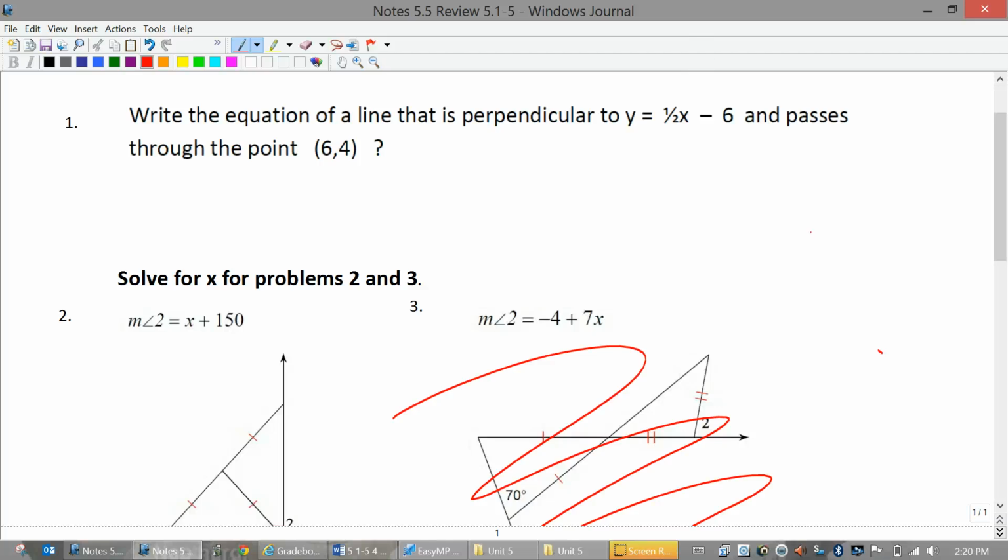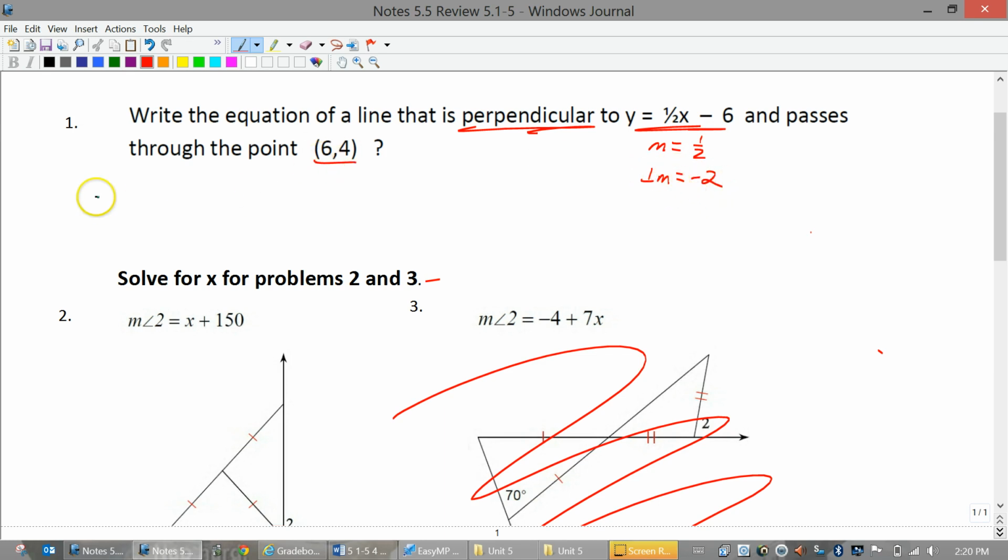Okay, reminder, another example. Write the equation of a line that is perpendicular to this equation. Perpendicular lines have slopes that are opposite reciprocals. So the slope of that line is 1/2. The slope that's perpendicular to it would be -2.